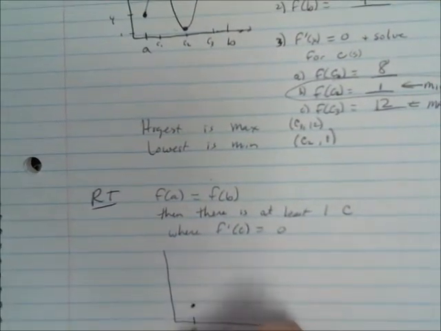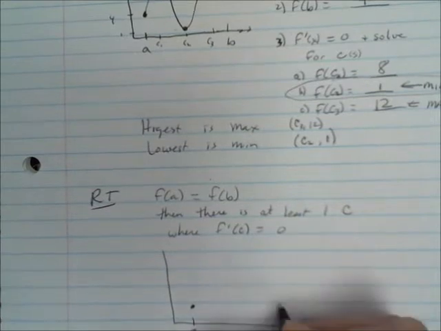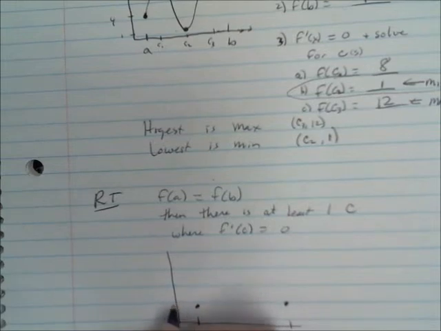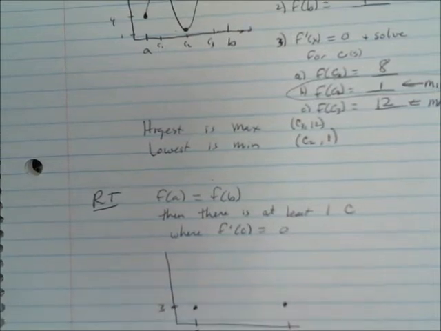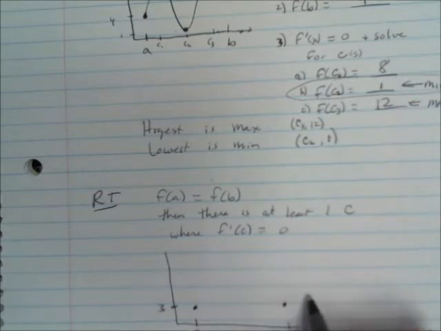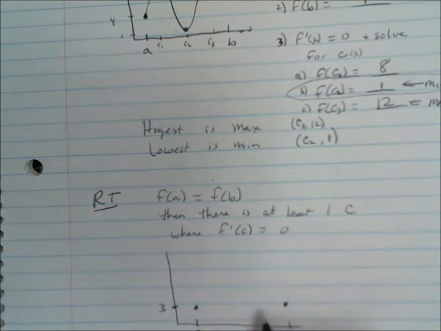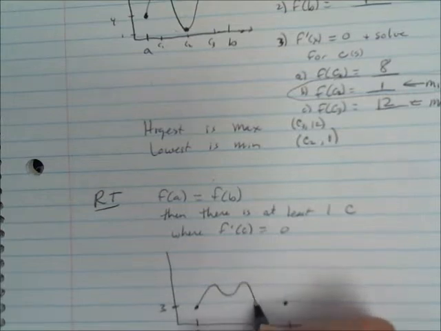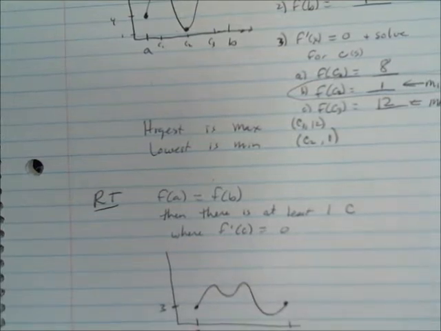Well, let's say this is A and this is B. They have to be horizontally equal to each other. I don't know, let's call this 3. So f of A is equal to f of B. Well, this function could do anything in between A and B. It could curve around 100 times, or it might just curve up and down once, or it might even just go straight across. But let's just say this curves around and around and around, and it gets back to here.